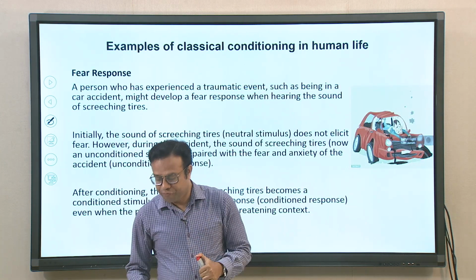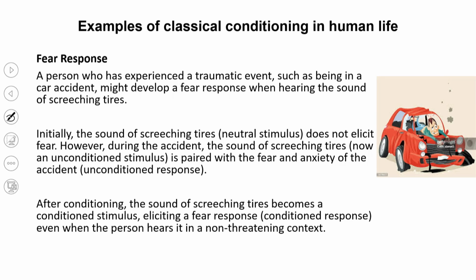Now, what are examples of classical conditioning in human life? This was an animal example. What is the proof that such kind of learning happens in humans also? Let us take the example of fear response. A lot of the fears that we develop in our life are actually through classical conditioning. For example, a person who has experienced a traumatic event such as a car accident might develop a fear response when hearing the sound of screeching tires.